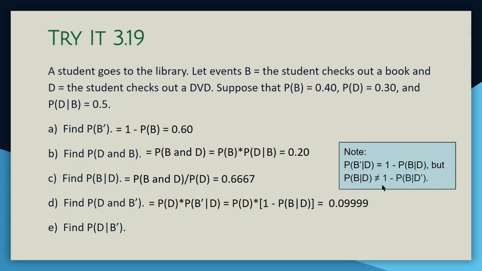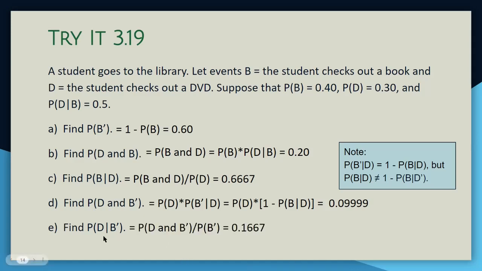It's important to note that it doesn't work if it's the complement in the second half of that statement. P(B given D) and P(B given not D) are not complements. So it only works if it's the complement of the first event, not the given event.